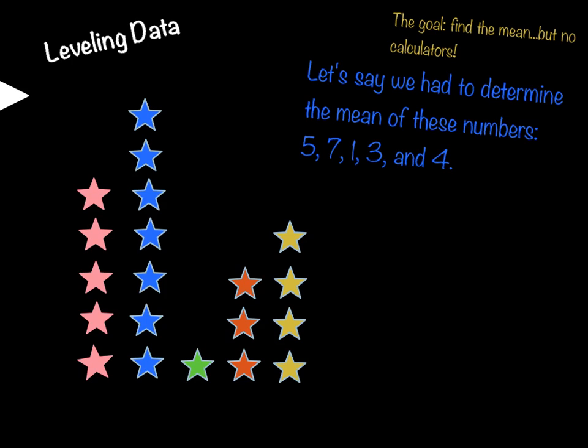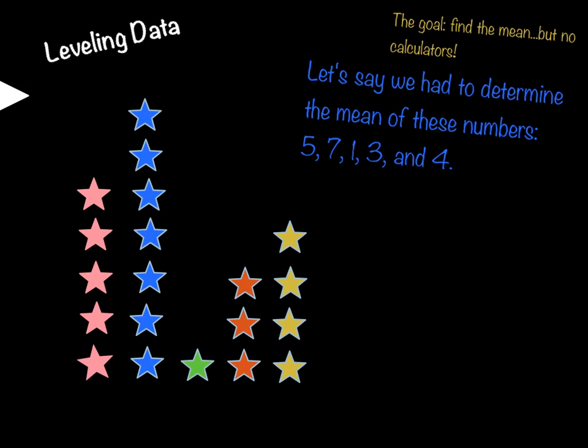So here we go. I'm going to start off with some numbers, and I already have them written down for you. I have 5, 7, 1, 3, and 4. And once again, our goal is to find the mean of those numbers, but we're not going to use a formula. We're not going to use calculators. Instead, I have represented these numbers by drawing stars off to the side over here. So my 5 is right here, my 7, my 1, my 3, and 4.